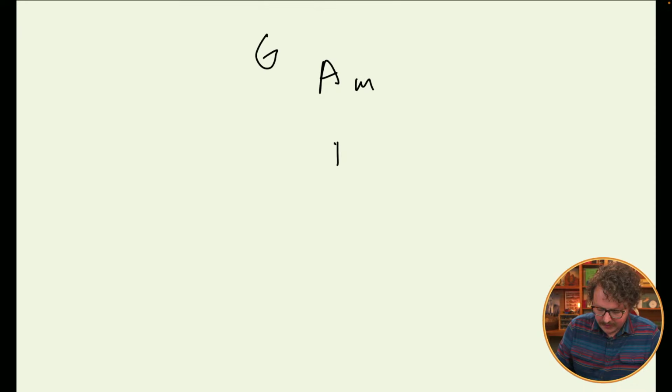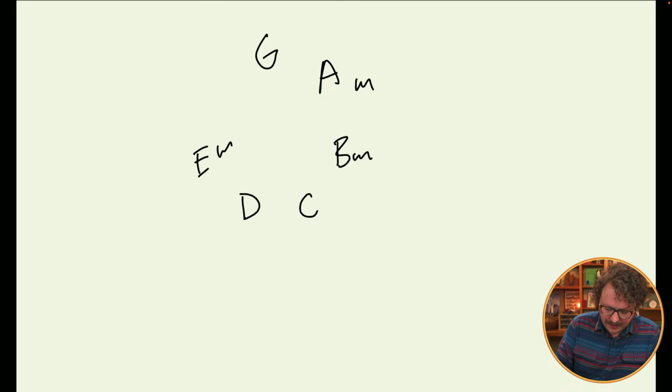That might be a question for later because it's not directly related to what we're talking about now, but let's do this. What I like to do with chords in a key is put them in a circle. G, A minor, B minor, C, D, E minor, F sharp half diminished.